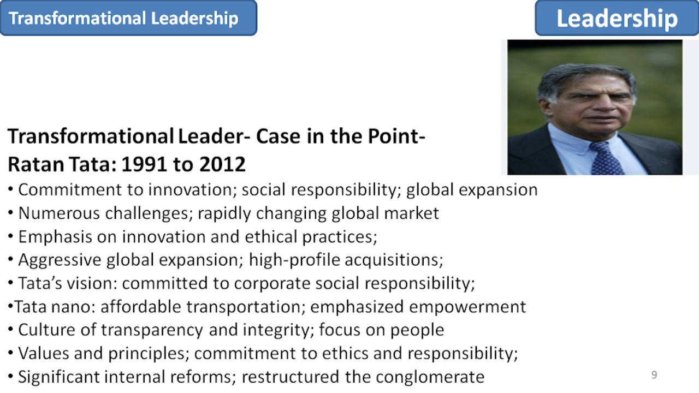One of Tata's most notable achievements was the aggressive global expansion of the Tata Group. Under his leadership, the company made several high-profile acquisitions that significantly enhanced its international presence.